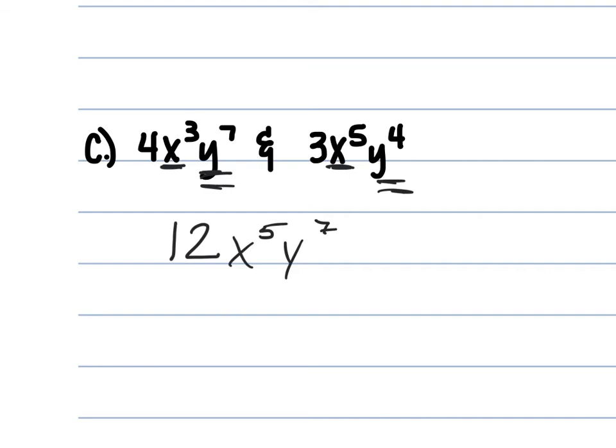Is it always multiplying 4 and 3? Yeah, so we're always going to take the numbers that we've got there and just multiply them.